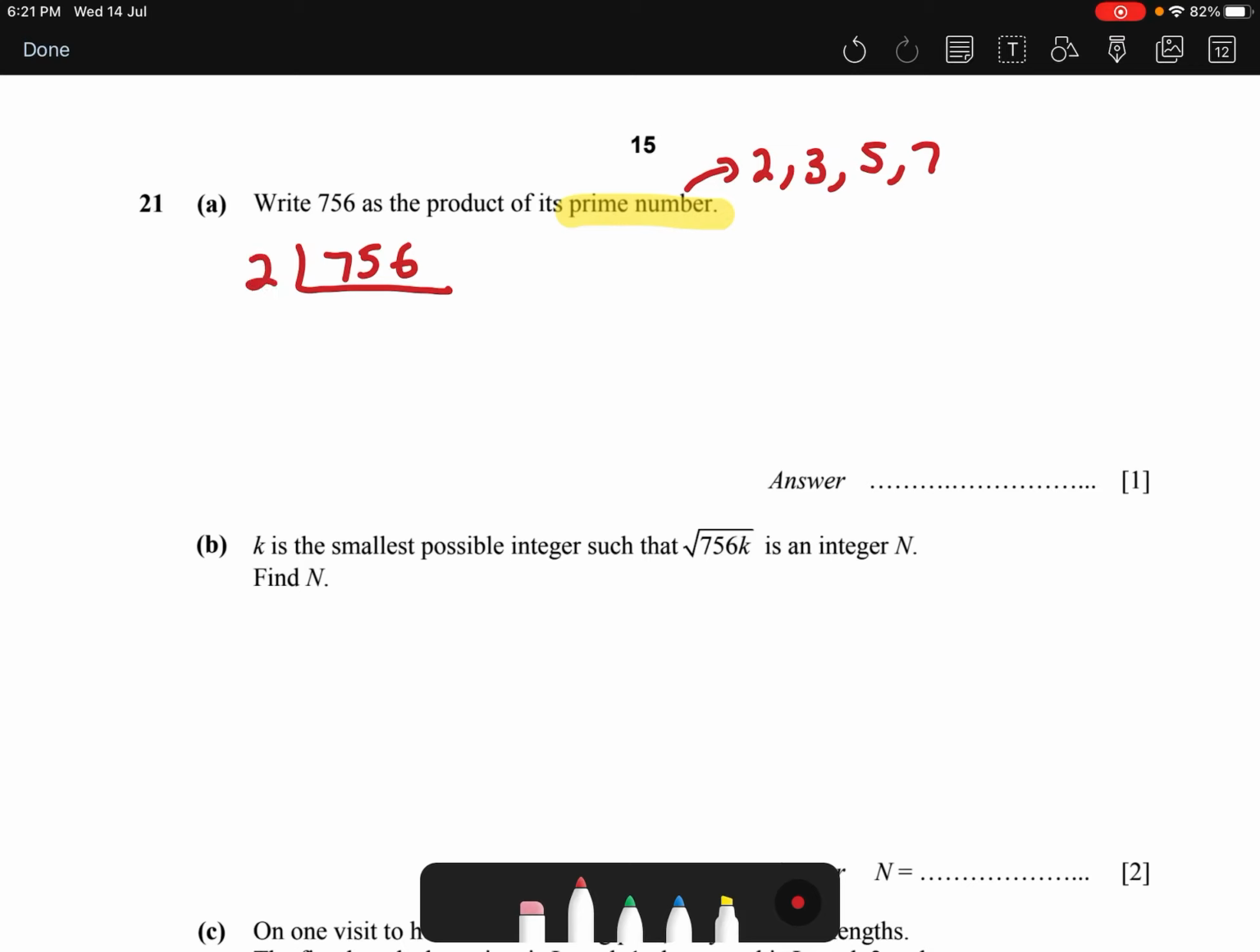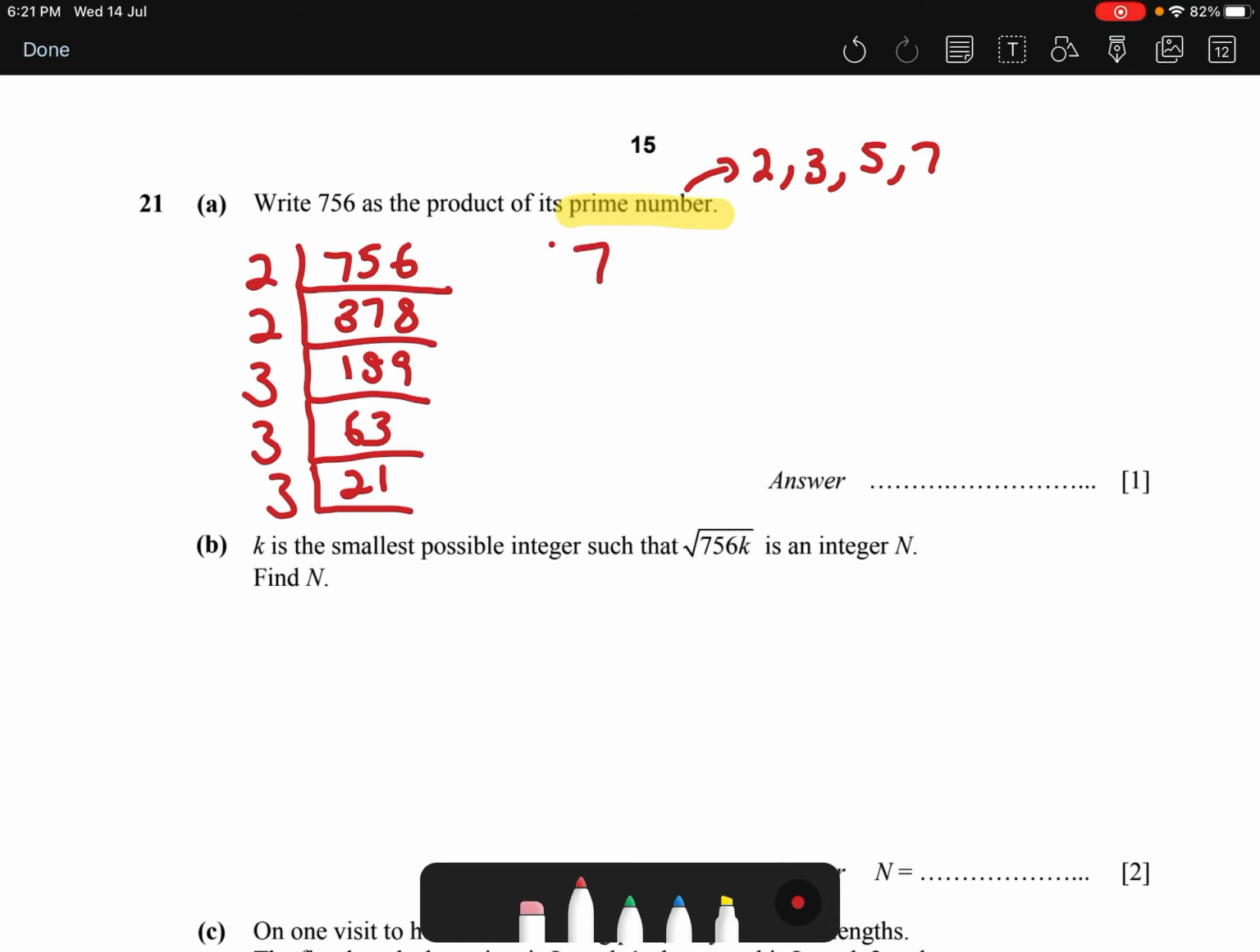So 756 divided by 2, you should get 378. Okay, so 378 divided by 2, you get 189. So 189, continue to divide by 3, you should get 63. 63 divided by 3, 21. So 21 divided by 3, 7, right? 7 divided by 7, you should get 1.